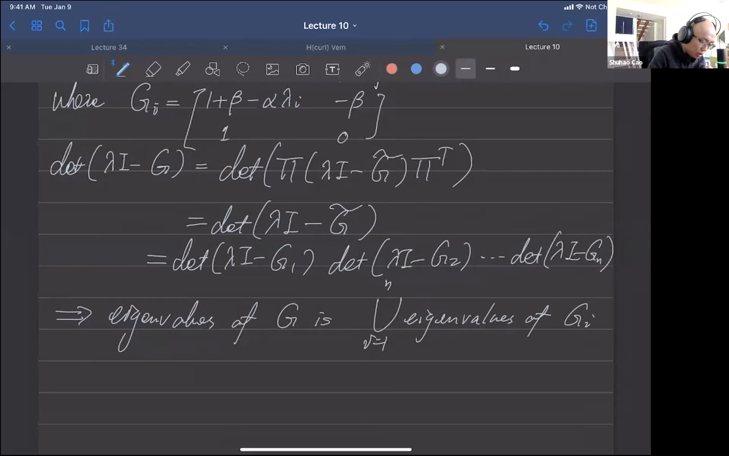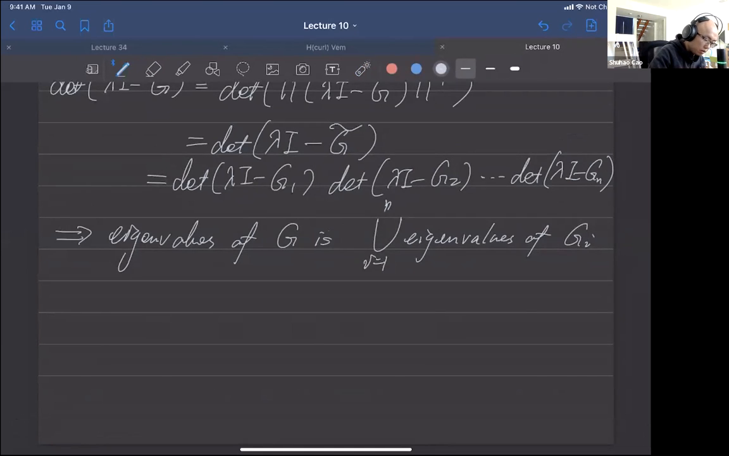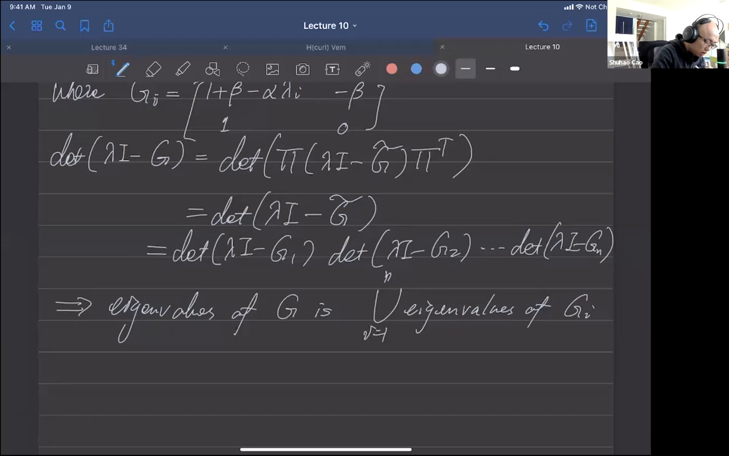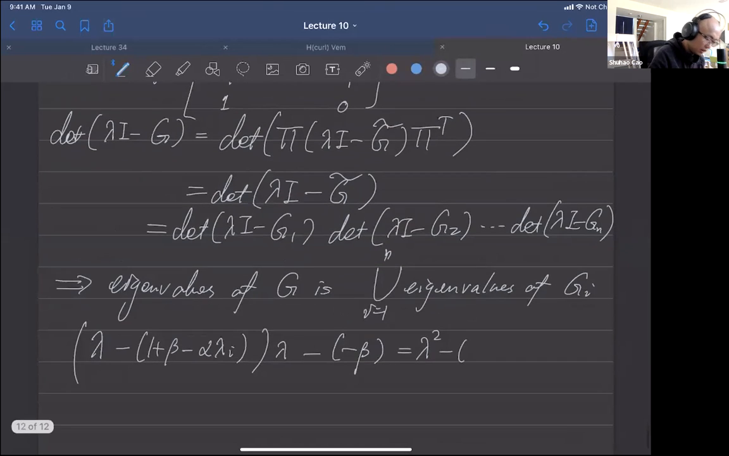And now let's look at the characteristic polynomial. The characteristic polynomial of each G_i is nothing but this guy: lambda minus (1 plus beta minus lambda_i) times (lambda minus minus beta). So we have our characteristic polynomial. I shouldn't use lambda, my bad. Because we use lambda here, let me use z here. In my notes I use lambda, but now I realize it's kind of confusing.